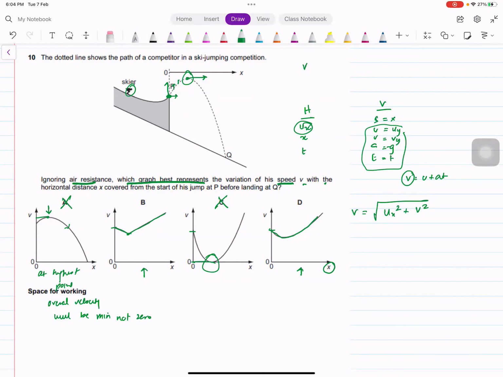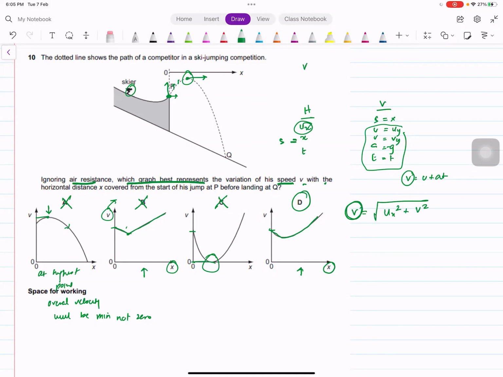And now, this resultant velocity does not have a linear relationship with this displacement x. So the only answer that makes sense is D and not B, because B shows that V and X have a linear relationship, which is not possible because V depends on vertical as well as horizontal components, which are squared at every moment. Is that clear, everyone?